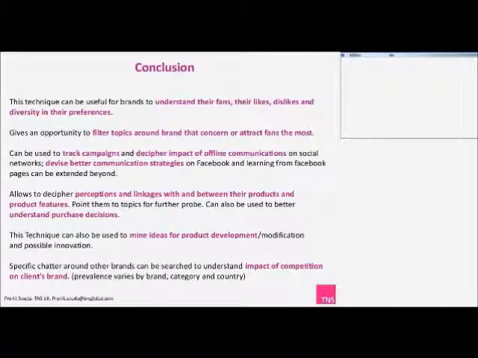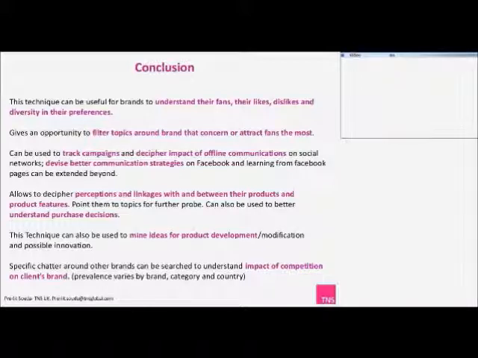And finally, the conclusion. This technique can help you understand your brand's fans, their likes, dislikes, and diversity in their preferences. You can filter topics around the brand, what concerns or attracts fans the most. You can track campaigns and also see the impact of offline communication on social media and via social media, which can help you devise better communication strategies, not only on Facebook, but also learning from different Facebook pages can go beyond.